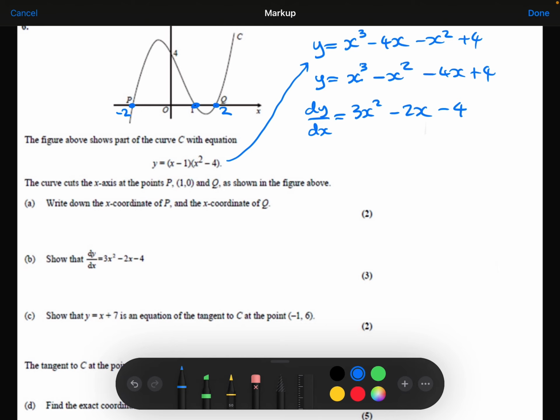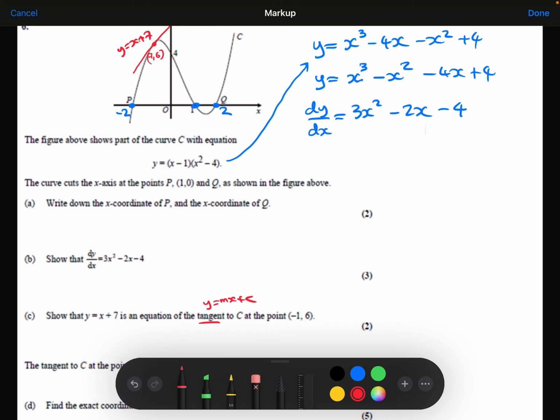Part C says to show that y equals x plus 7 is an equation of the tangent to C at the point (minus 1, 6). So I need to show that at the point (minus 1, 6), which is roughly over here somewhere, the tangent at that point has got the equation y equals x plus 7. That's what the question's asking me to do. So the tangent is a straight line, so y equals mx plus c.